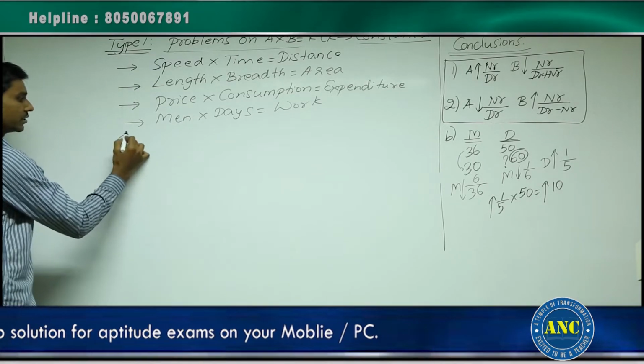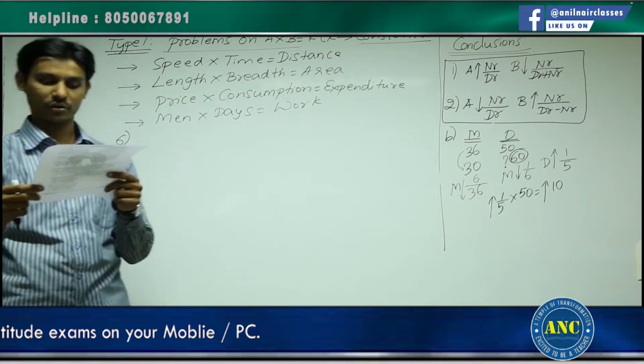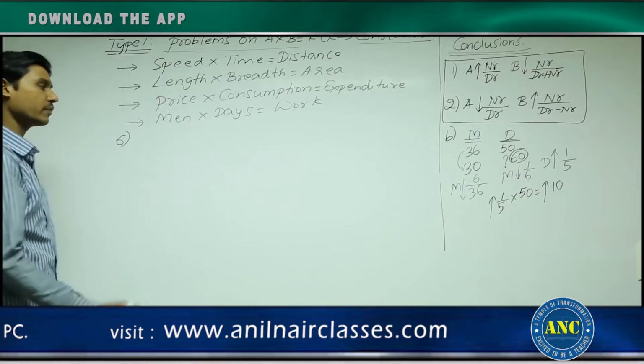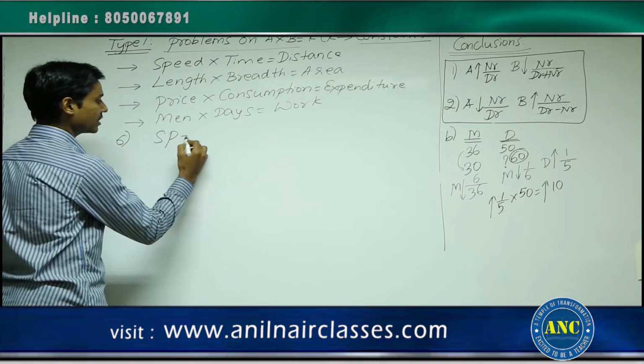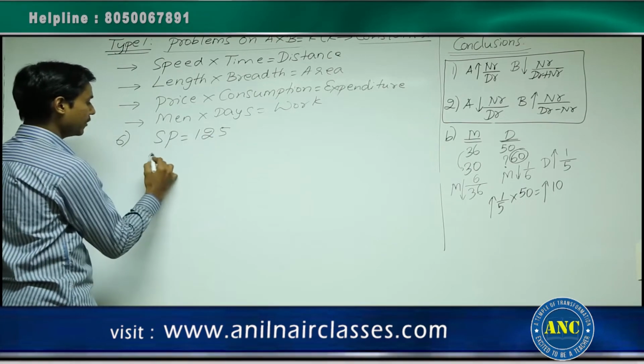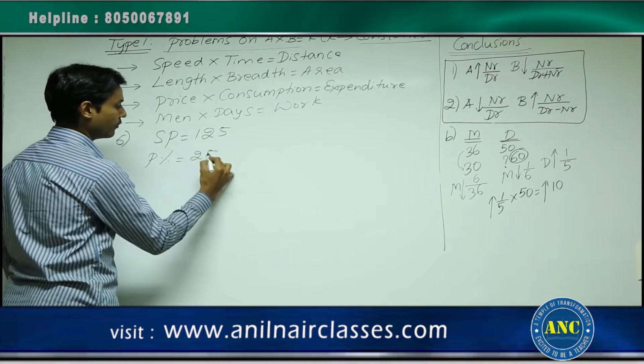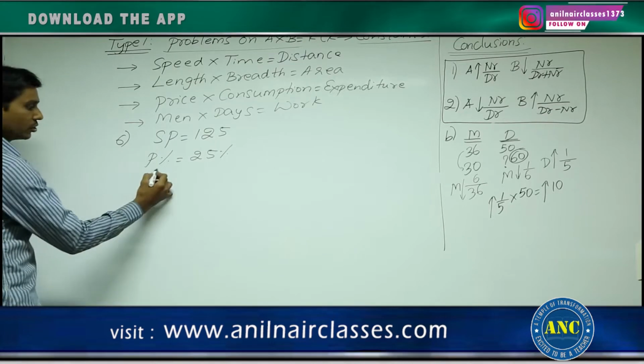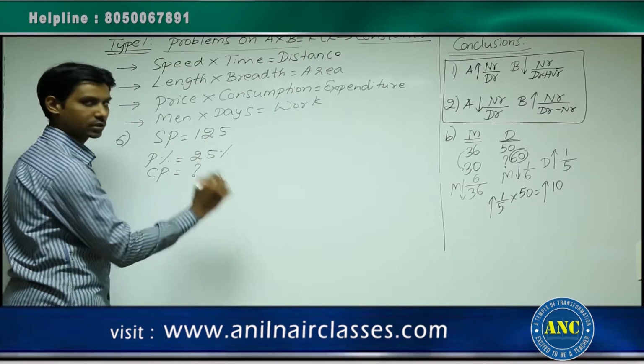Sixth one. See here. Sixth one is a question on profit, loss and discount. An article is sold for 125 rupees at a profit of 25%. Selling price is given as 125 rupees. Profit is given as 25%. Profit percentage is 25%. What is the cost price of the article? You are asked to find the cost price.